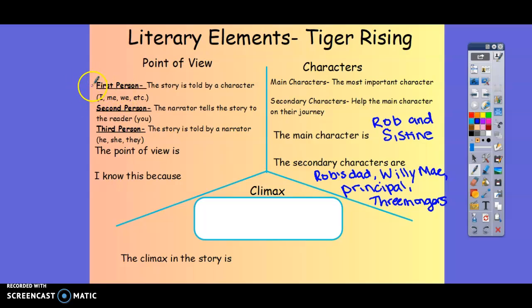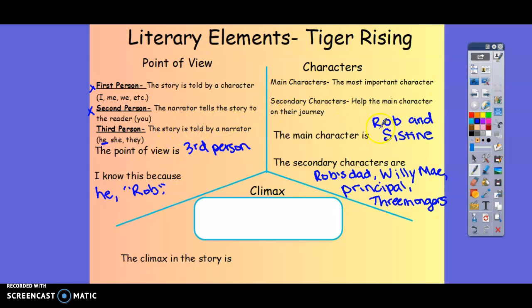So I know it's not first person. Second person would be the narrator saying, imagine you discovered the tiger. That's definitely not what they're doing. So then I have third person left. Does that make sense? Well, I said it says after he discovered the tiger. They're using words like he, and then they use the character's name as well. So I'm going to say that the point of view is third person because the author uses words like he and Rob.